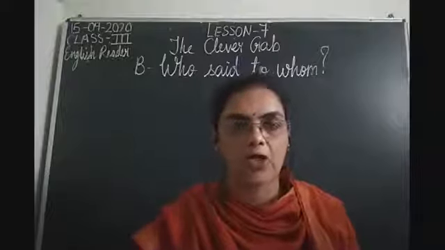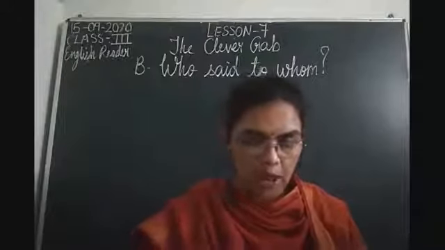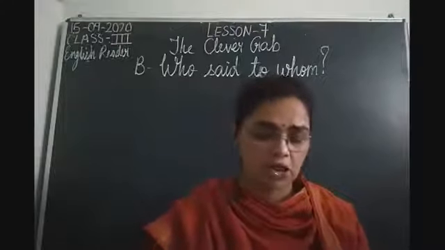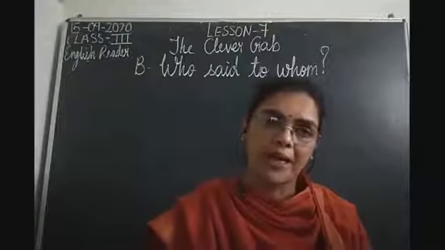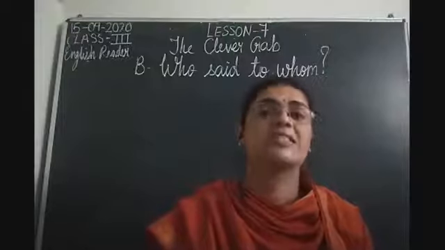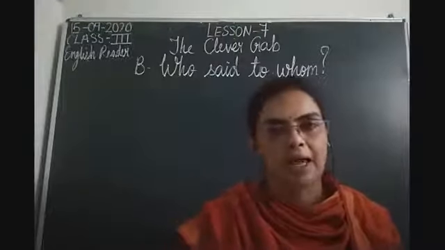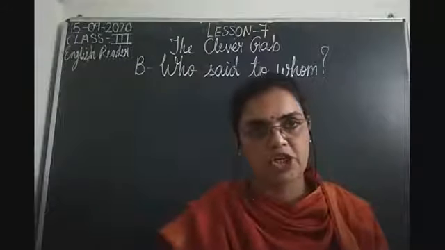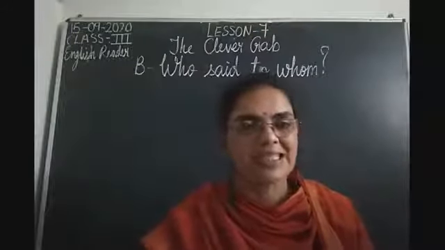Students, please take out your Wordsworth English Reader book and turn to page number 67 as I'll be continuing with the comprehension exercise of lesson 7, The Clever Crab. So children, please turn your Wordsworth English Reader book to page number 67.